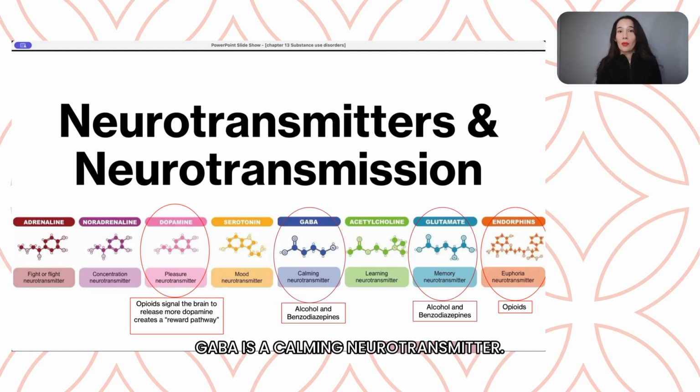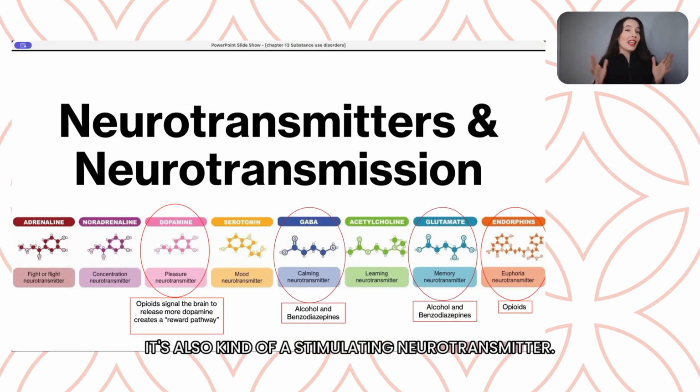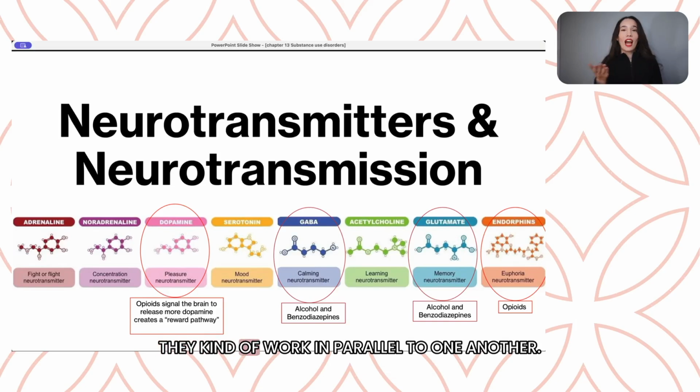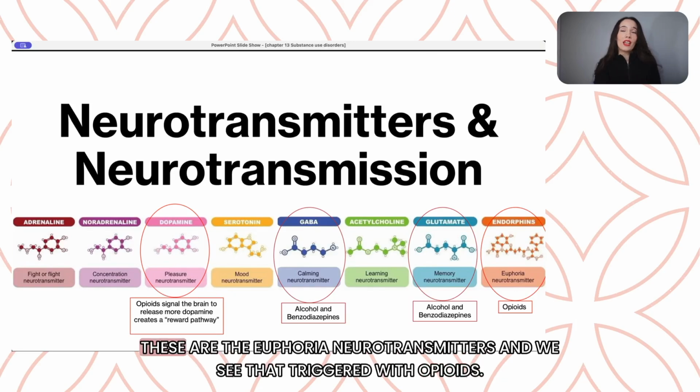GABA is a calming neurotransmitter. It plays a role with alcohol and benzodiazepines. Glutamate also is our memory neurotransmitter. It's also kind of a stimulating neurotransmitter. We like to think of it as like the on switch where GABA is the off switch. They kind of work in parallel to one another. So glutamate also plays a role with alcohol and benzodiazepines. And then endorphins, these are the euphoria neurotransmitters, and we see that triggered with opioids.